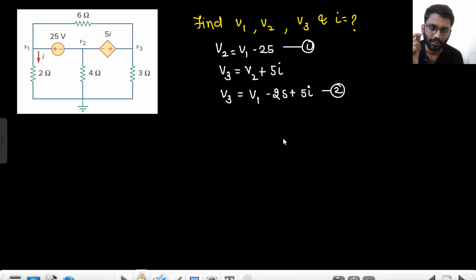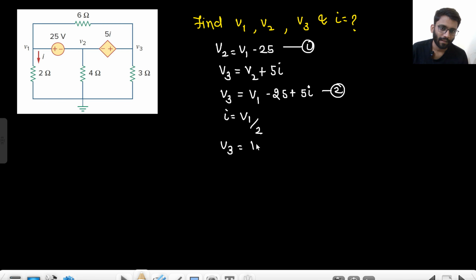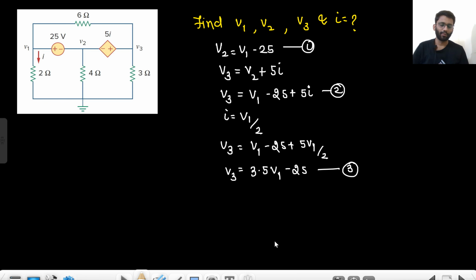This is equation 2. Now tell me what is the value of I? I is equals to V1 by 2. Are you agreeing? I is equals to V1 by 2. Right? So now what does V3 become? V1 minus 25 plus 5 V1 by 2. So V3 is coming in terms of V1 only: 3.5 V1 minus 25. This is the value of V3. Now what you can see?